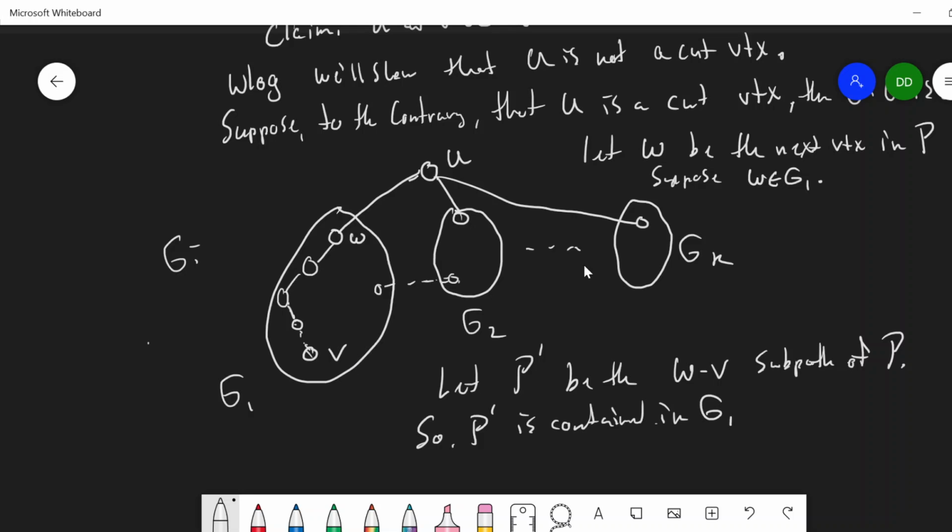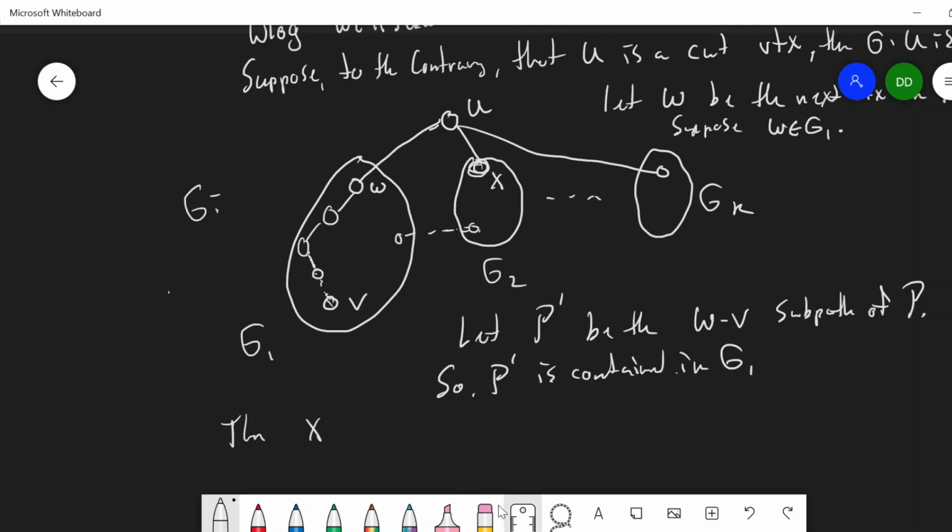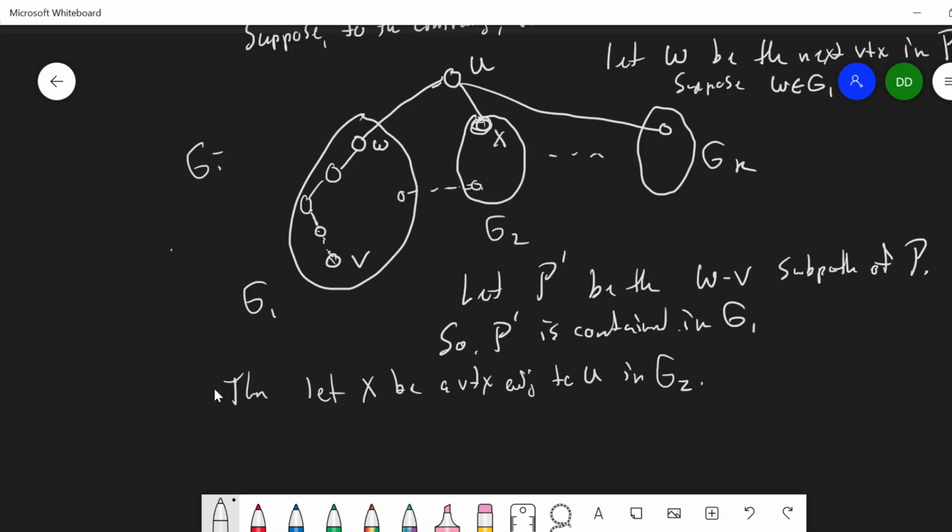Now, can you find a longer path than P now? Certainly. What about this vertex here? We know that there has to be some vertex X in, say, G2, since there are at least two components. Then let X be a vertex adjacent to U in, say, G2. And then we can form this longer path. Then X, U, W, all the way up to V is a longer path than P. So this is a contradiction.